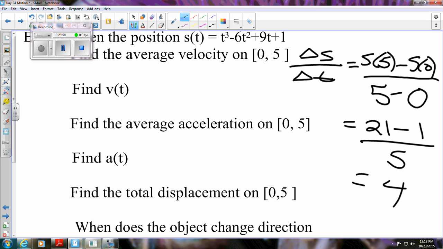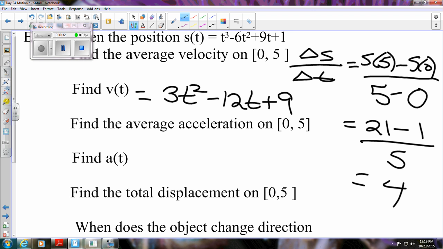That's just an average velocity over an interval. What about if I ask you for the velocity function, v of t? How are we going to get that? It's the derivative of the position function. So what's the velocity function? Yep, which is 3t squared minus 12t plus 9. I guess I should have written ds/dt. That would have been nice, but you see it. Now we have a velocity function.